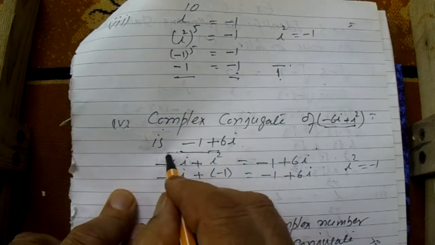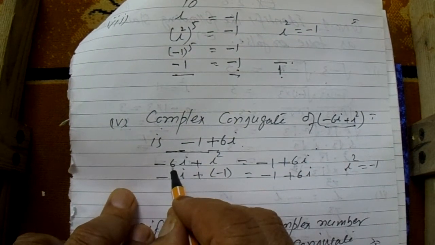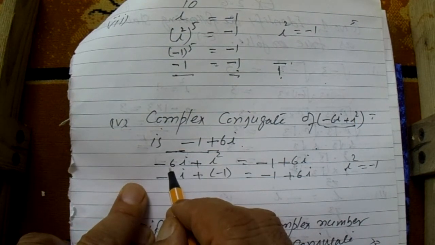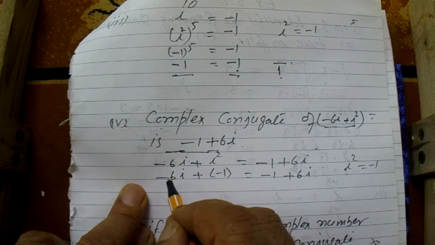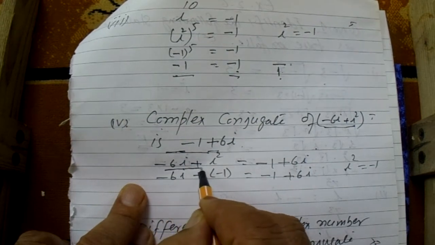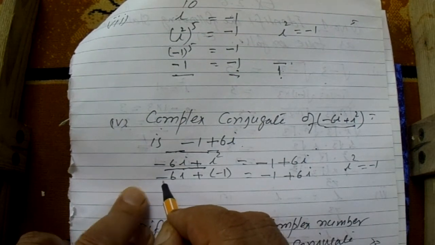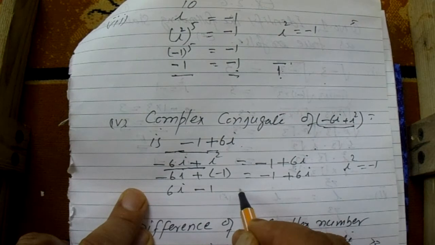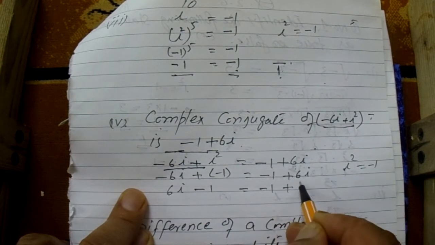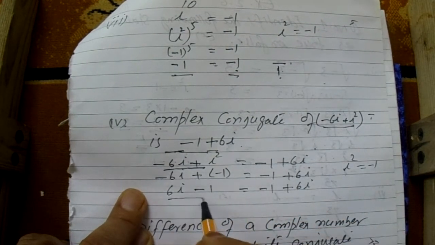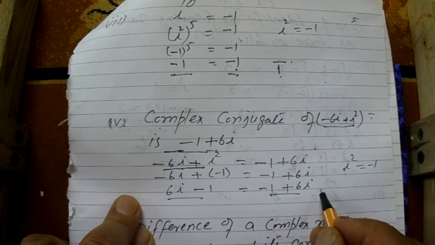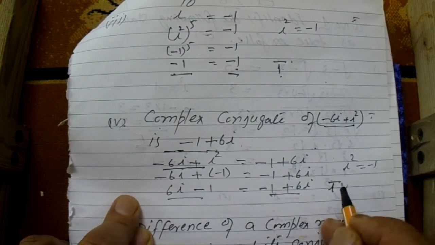Now we change the sign of the iota. When we take the conjugate of a complex number, we only change the sign of the iota. Now the sign of the iota is minus 6. You change minus 6 into plus 6. You write here 6 iota minus 1 is equal to minus 1 plus 6 iota. Now see this and see this. This is equal to this. It is also true. Now this statement is true.